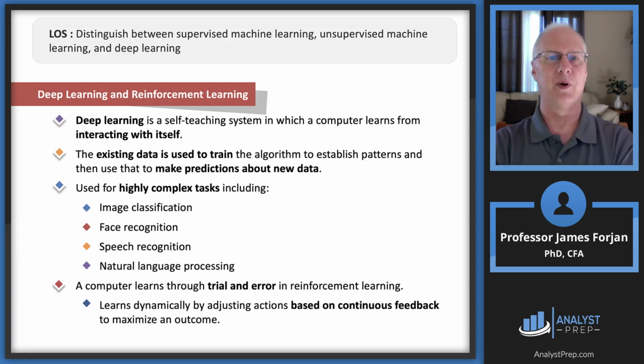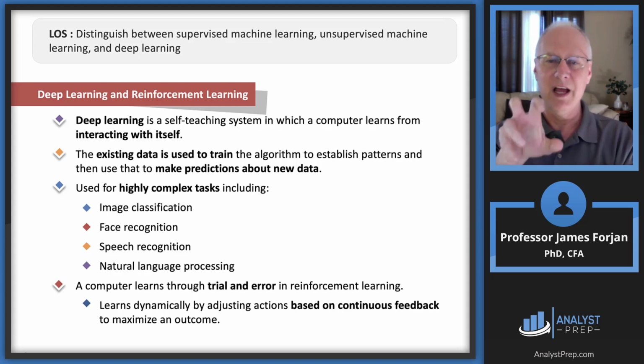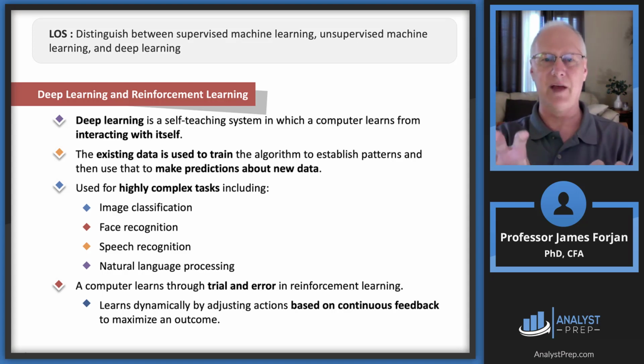All right, how about the third part of this LOS, deep learning, a self-teaching system in which a computer learns from interacting with itself. So think about what this means, interacting with itself. So what it has to do is it has to then process all of this data in there, and then compartmentalize some of the data, run tests on the data, and then compare. Boy, can I call them samples in there? Compare each different sample test, increase the sample size, decrease the sample size.